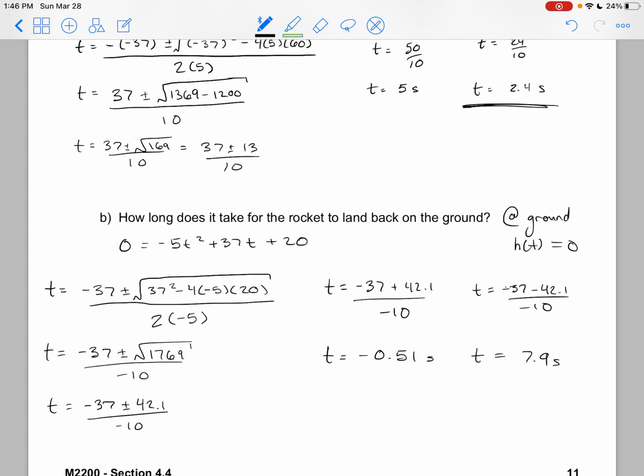So again, think about what we're modeling physically. We just solved for time, so we're going to reject this one here because we can't have negative time. So at 7.9 seconds, the rocket has landed back on the ground.